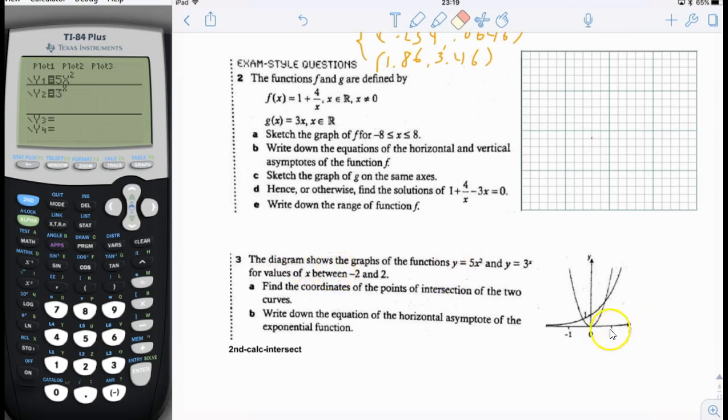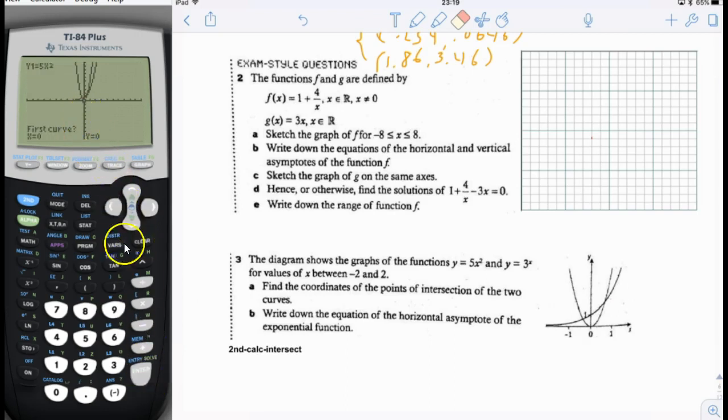Okay, first it shows us a graph here. They graphed it for us. Then it says to find the coordinates of the point of intersection of the two curves, here and here. Okay, so let's do that with the calculator. We don't even need to look at the graph because we kind of know what it looks like from here, right? Oh, there it is. It's just like it is here. We're going to do second calc intersect to find the intersection points.